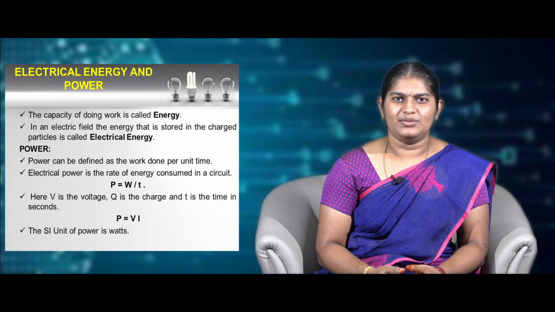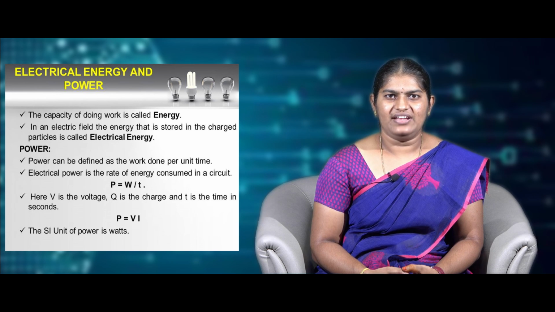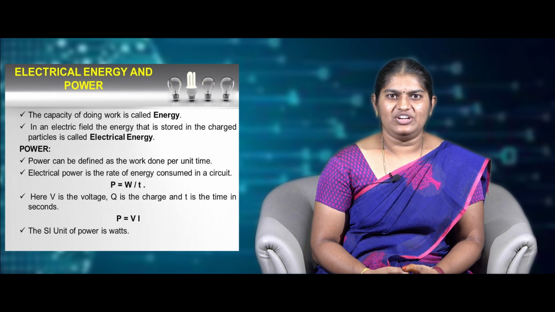Next, we are going to discuss electrical energy and power. The capacity of doing work is called energy. In an electric field, energy stored in the form of charged particles is called electrical energy. Power can be defined as work done per unit time. Electric power is the rate of energy consumed in an electric circuit. The equation can be written as P is equal to W by T, where W is the work done and T is the time.